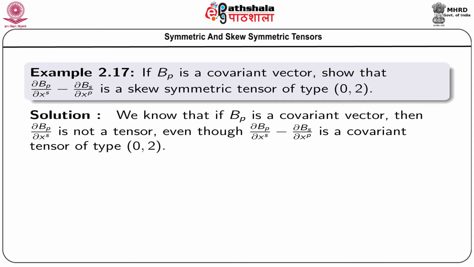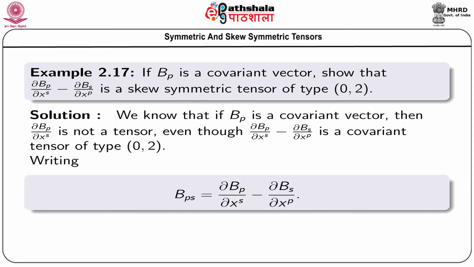We know that if Bp is a covariant vector, then del Bp del Xs is not a tensor. We can easily see by the transformation rule of Bp that del Bp del Xs is not a tensor. Though del Bp del Xs minus del Bs del Xp is a covariant tensor of type 0, 2. We can easily prove it just by replacing the transformation rule.